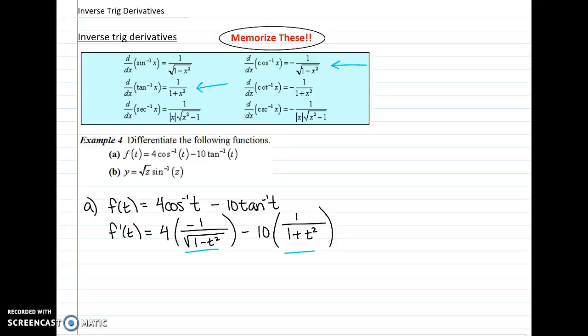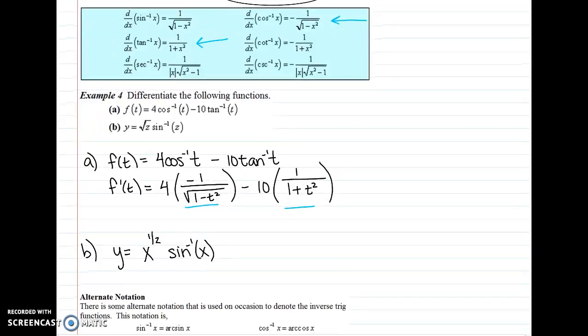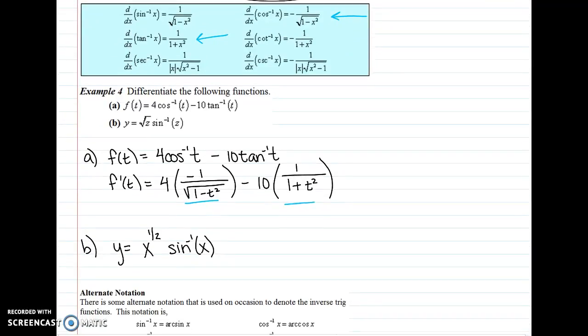Okay, not anything new. We can combine these inverse trig derivatives with function rules that we already know, like the power rule and the product rule. So this one is part B here. I've got the square root of z. I'm going to make that an x. But instead of writing the square root of x, I'm going to write it as x to the 1/2 times inverse sine of x.